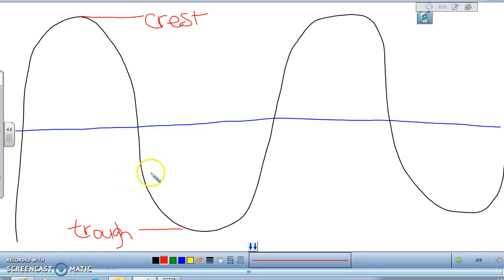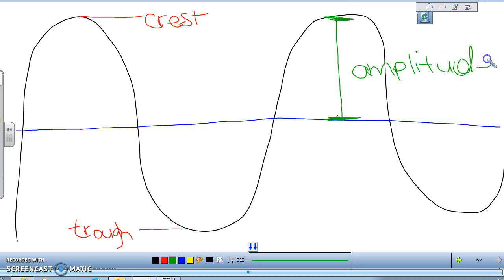The next one, number two, we'll change colors. It says the blank of a wave is a measure of the amount of energy it has. So the way that you tell how much energy a wave has is through its height. However, amplitude is actually only half of the height. So amplitude is from here to here, and you spell amplitude like this. So go ahead and fill that in for number two.